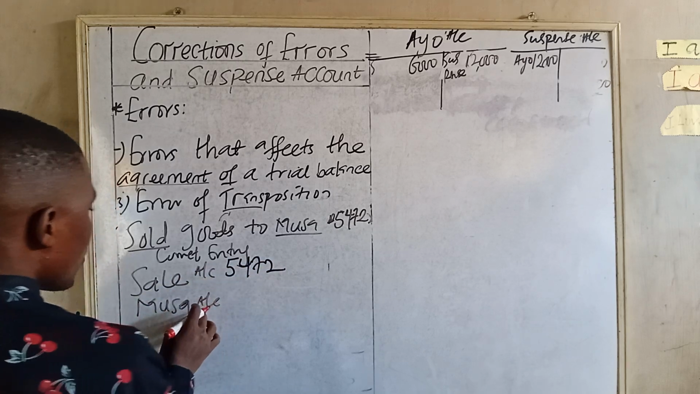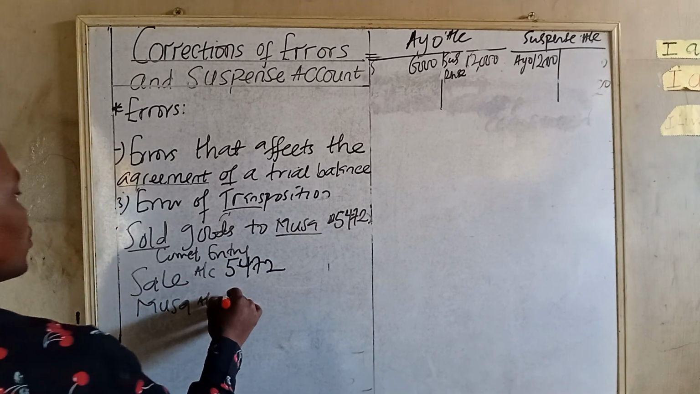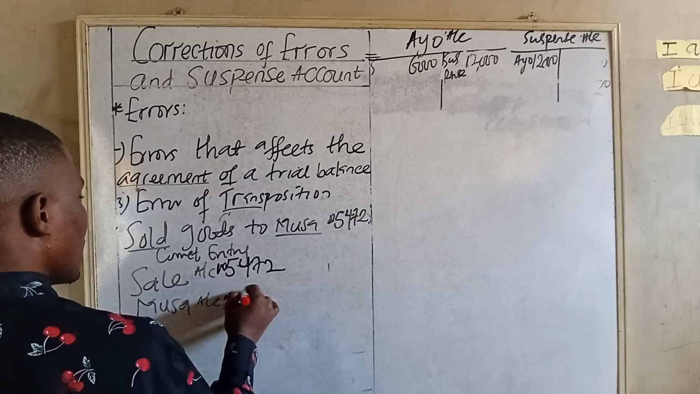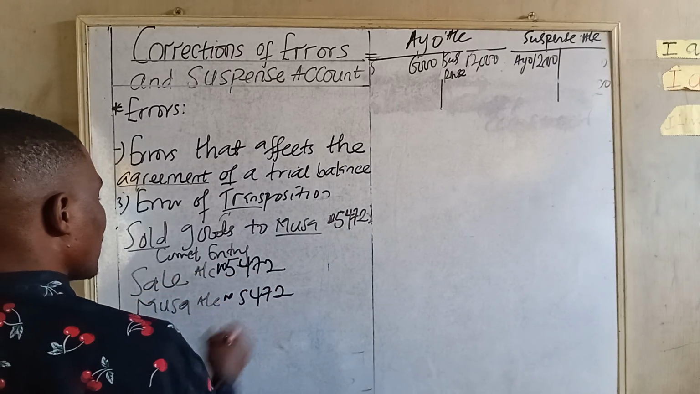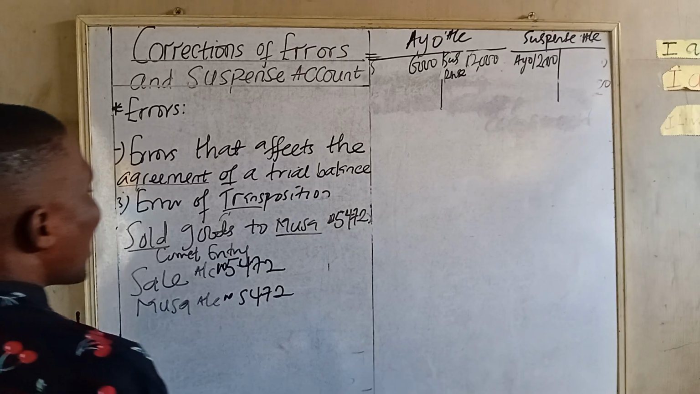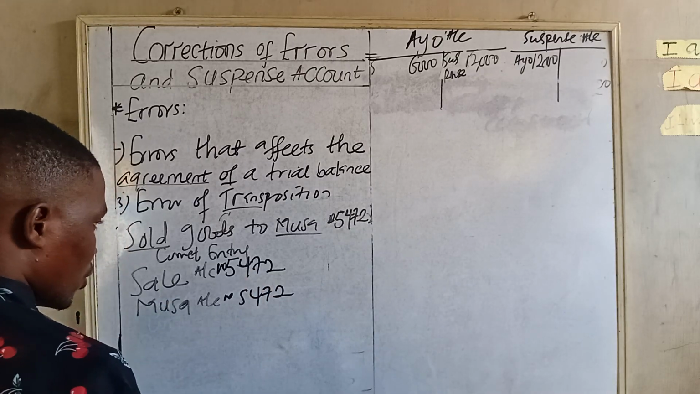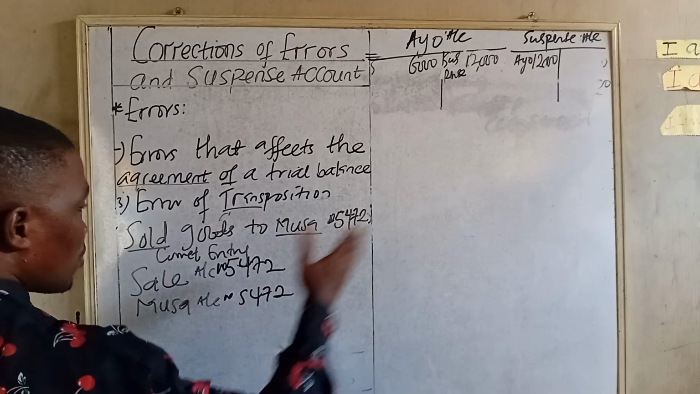5,472. To who? To Musa. Musa is the one receiving the goods. So we debit Musa with the same amount, 5,472 naira. This is how we are supposed to record the transaction in the ledger. You take it to the trial balance.